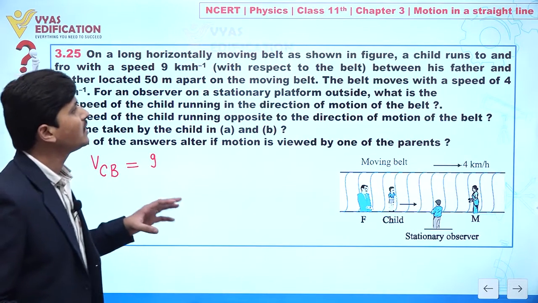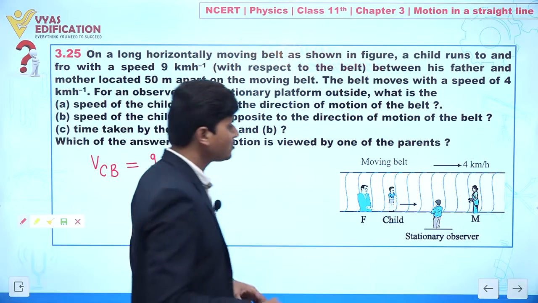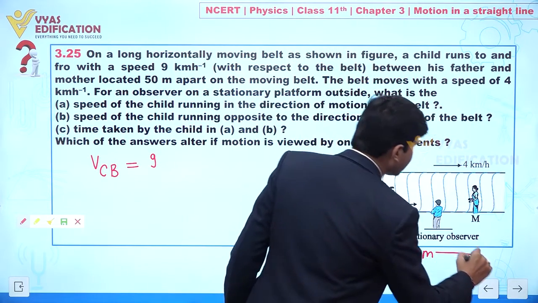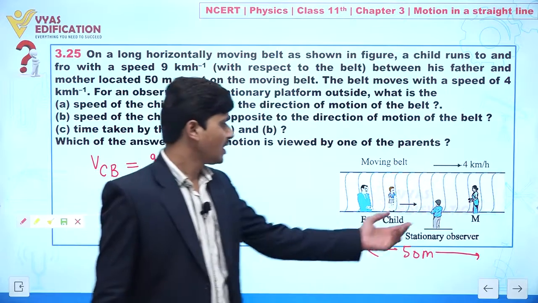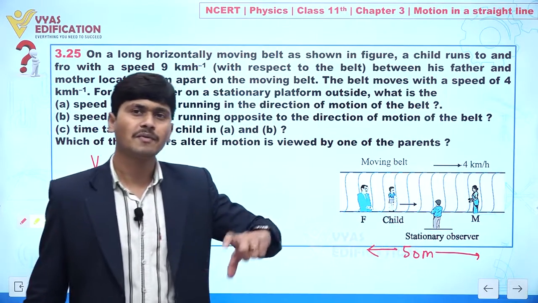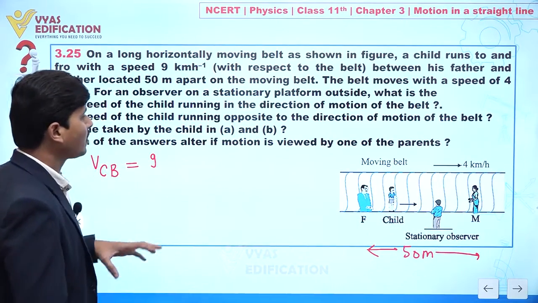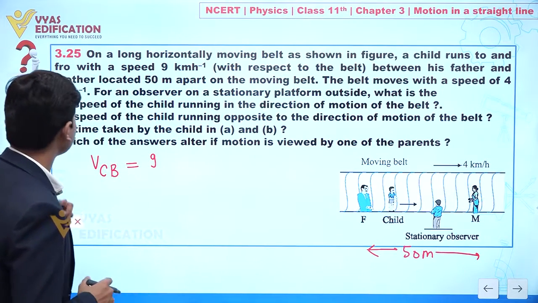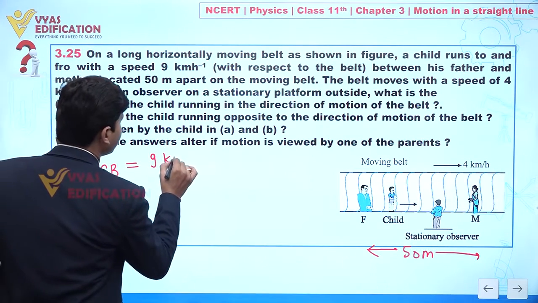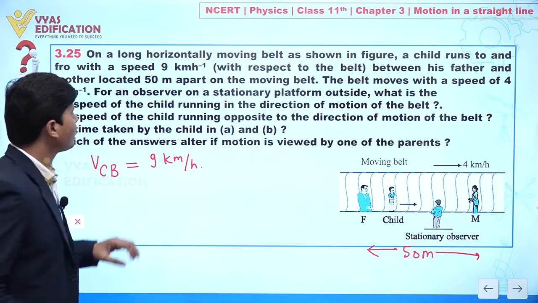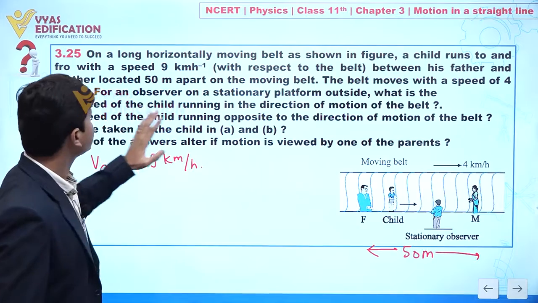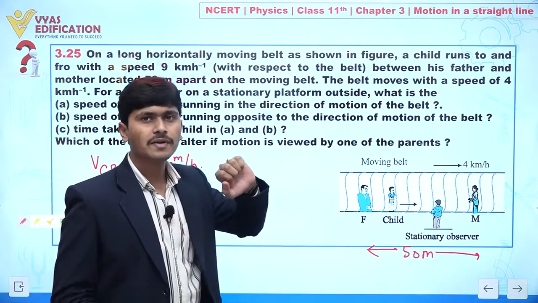Between his father and mother, the distance between father and mother is given to you, 50 meter. Clear? Let's suppose we have an observer, and this observer is observing from outside. Now our objective here is to solve these questions. So now concentrate. Now it is given in this question, what is the speed of a child running in the direction of motion of a belt.